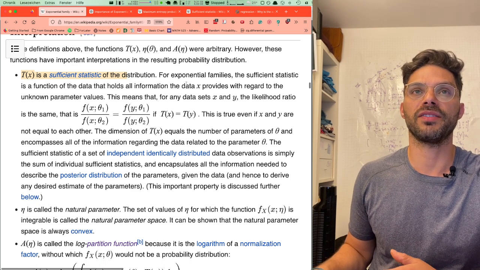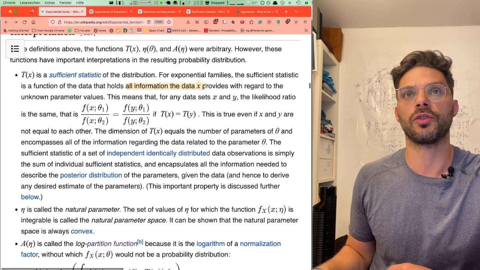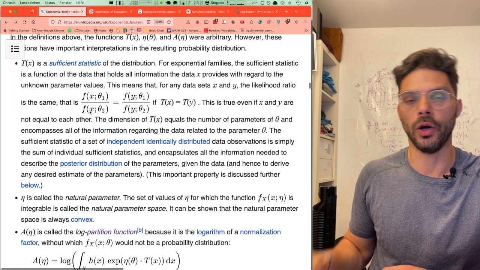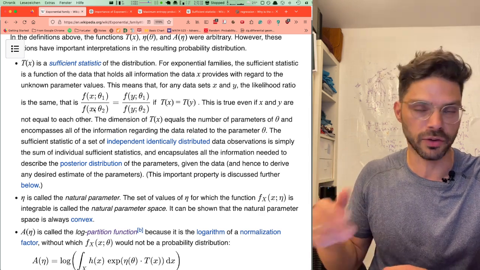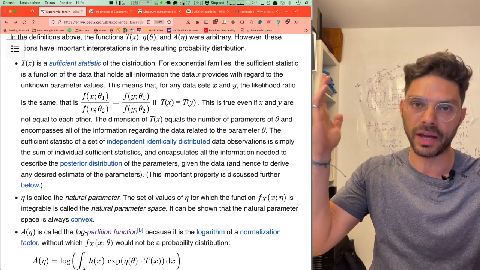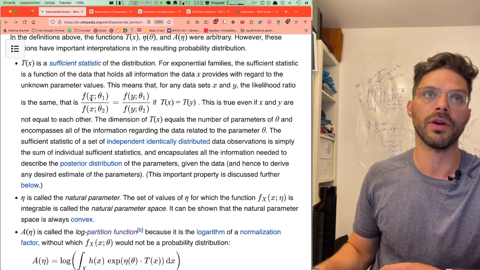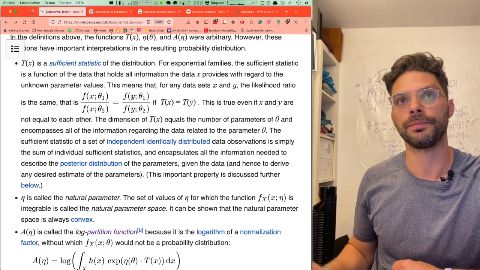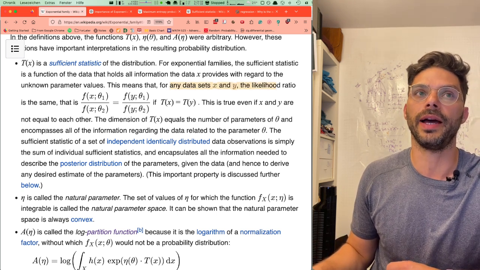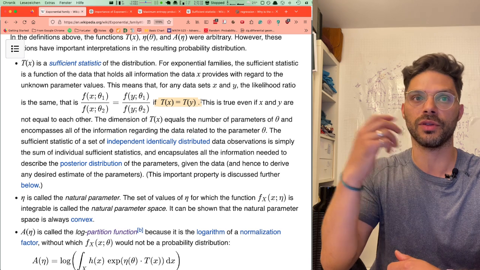Let's see what they say here. For exponential families, a sufficient statistic is a function of the data that holds all the information the data x provide with regard to the unknown parameter. One way they explain that is: how are we going to figure out the parameters? We could, for example, compare theta 1 and theta 2, two guesses for what the means are, and compare the likelihoods of those for our data set. Imagine we have one data set x and another data set y. It turns out that for any data sets x and y, the likelihood ratio is the same if their sufficient statistics are the same. That's the definition of the sufficient statistic.